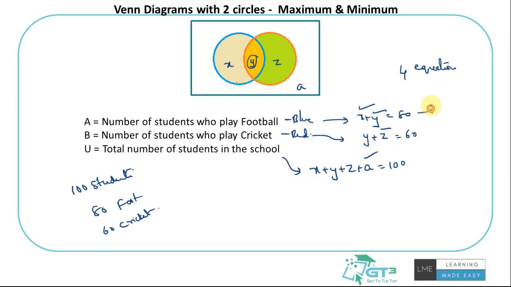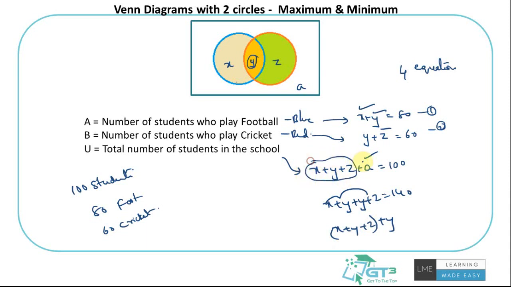So let's say I add these 2 equations. What would I get? X plus Y plus Z plus Y is equal to 140. So X plus Y plus Z, and I pull it together, plus Y. What is X plus Y plus Z? I use this equation, so I send A this side. X plus Y plus Z is 100 minus A. So this will be 100 minus A plus Y is equal to 140. 100 goes this side, so minus A plus Y will be 40.